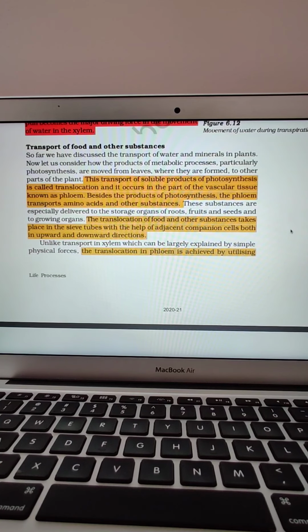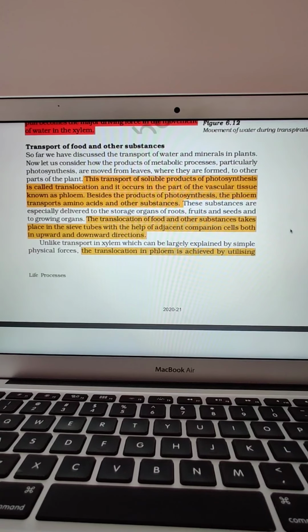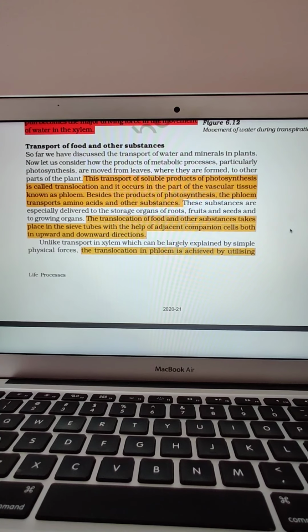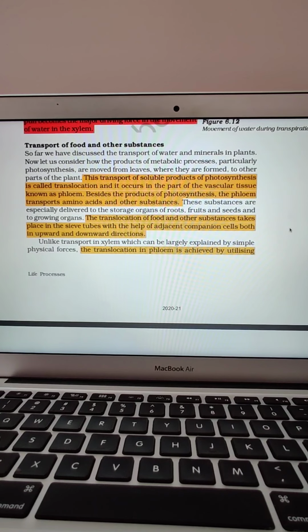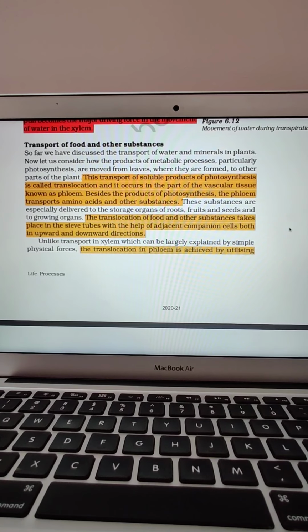in translocation of food. So the food that is synthesized in photosynthesis are soluble products like what? Sucrose and other carbohydrates which are produced during the process of photosynthesis. They get easily dissolved in water, and these are transported through phloem in both upward and downward directions in all the parts of the plant.